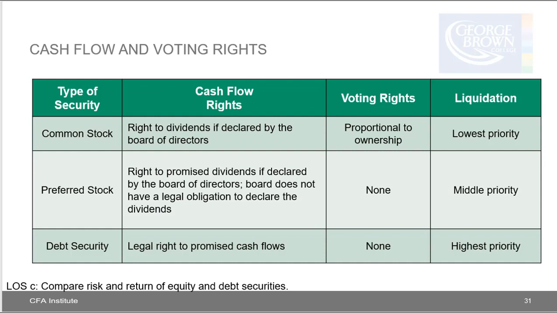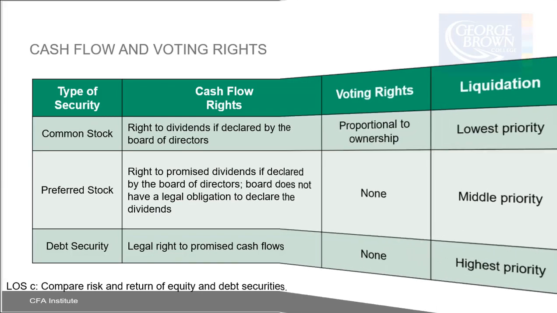And again, if we look at the debt securities, we covered that in the previous chapter. That's a legal right to a promised cash flow, and there can be different levels of seniority: secured debt, unsecured debt. And of course, debt security has no voting rights. And in terms of a liquidation, assets equals liabilities plus equity. Sell all the assets, pay all the debts. Debts have the highest priority.